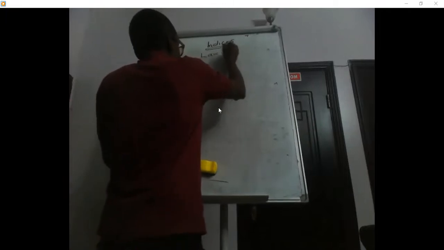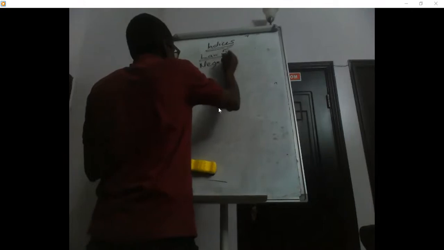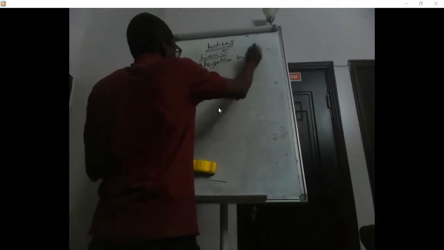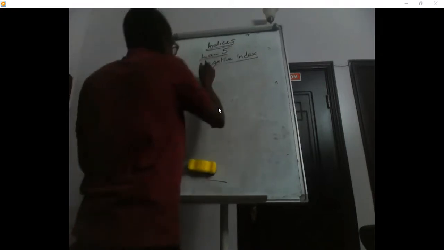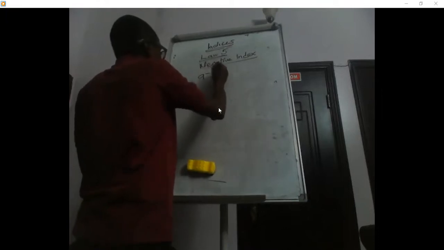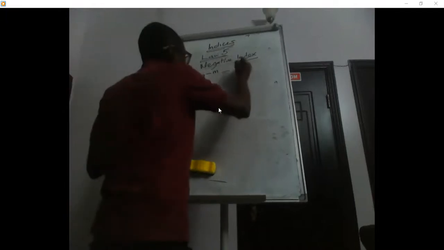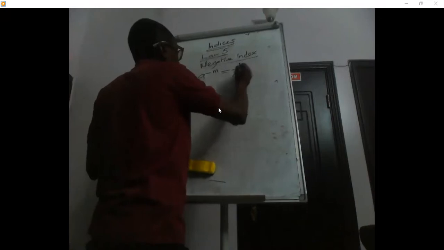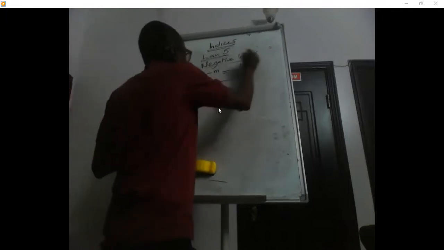Law 5 has to do with a negative index. For instance, if you have a raised to power minus m, a raised to power minus m can be simplified as 1 all over a raised to power m, that's the positive m. So let's apply this to a problem.